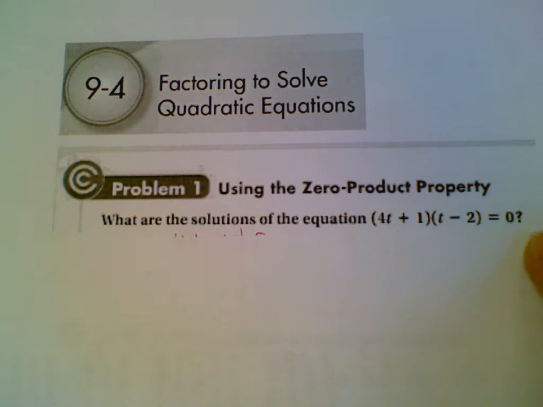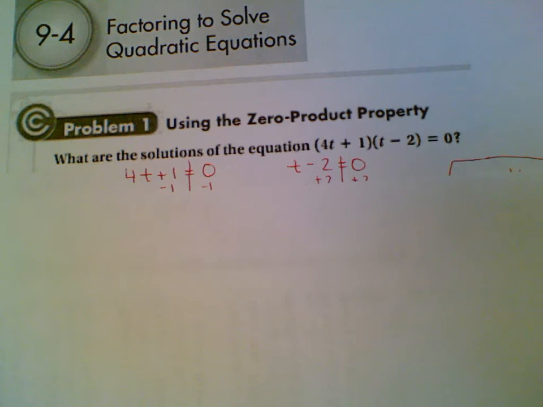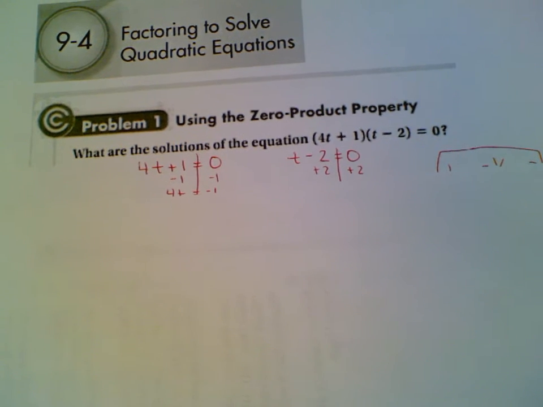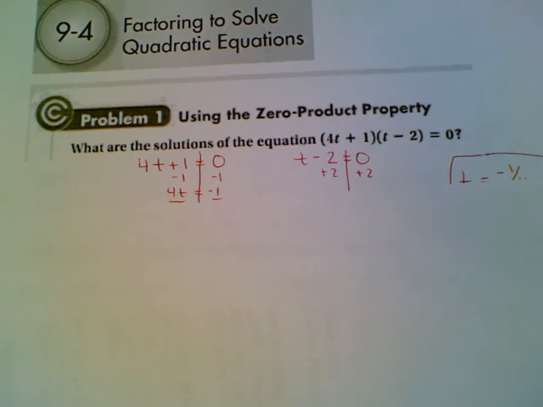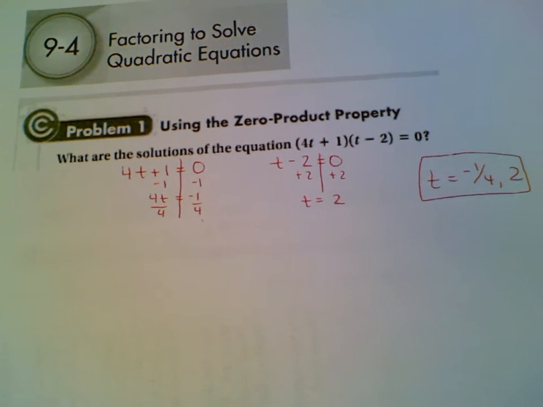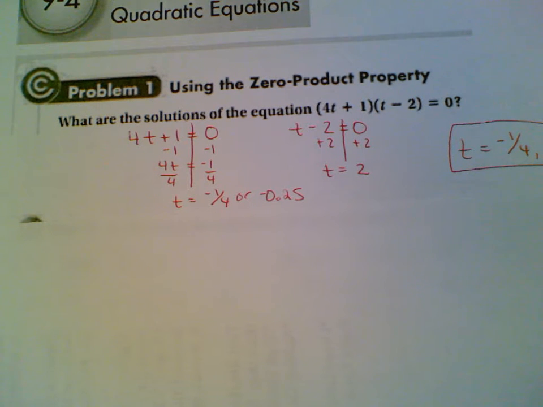So they have already factored this, so we're going to take 4t plus 1 and set it equal to 0, and we're going to do t minus 2 and set it equal to 0. Then we're just going to solve both of those equations separately. So on this left equation, we would need to subtract 1 first, so we get 4t equal to negative 1, and then we would need to divide by 4 on both sides, so then I would get t by itself and I would get it equal to negative 1/4.